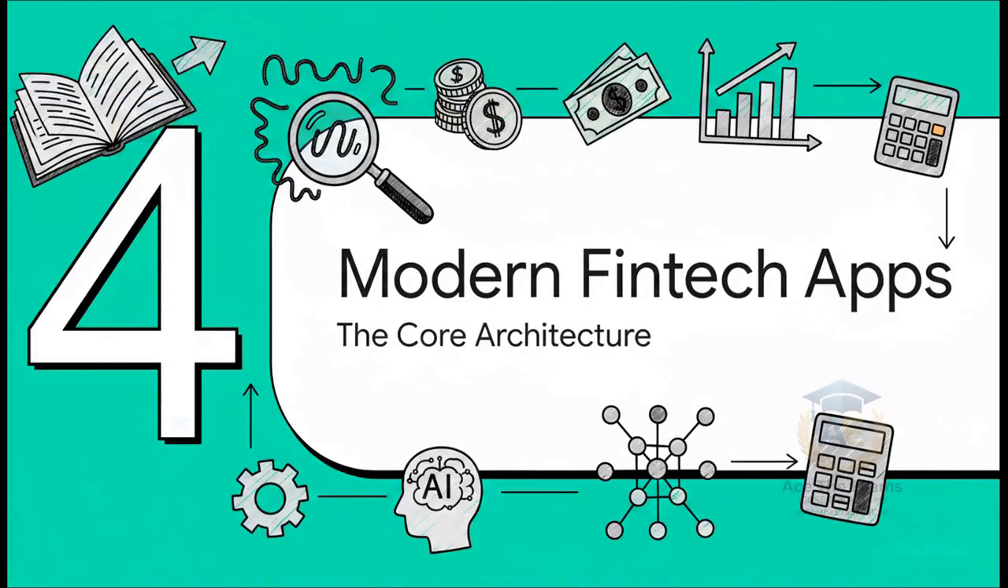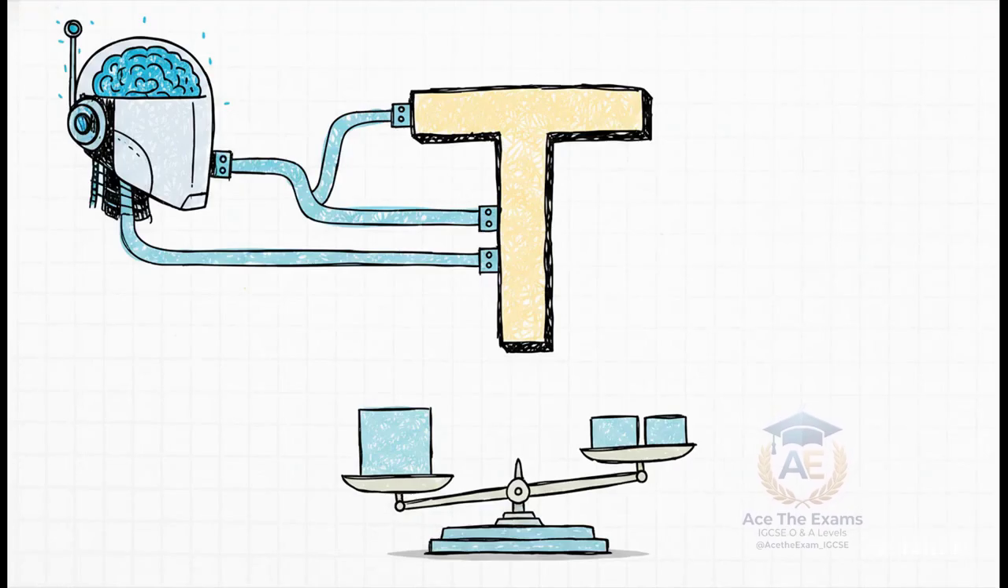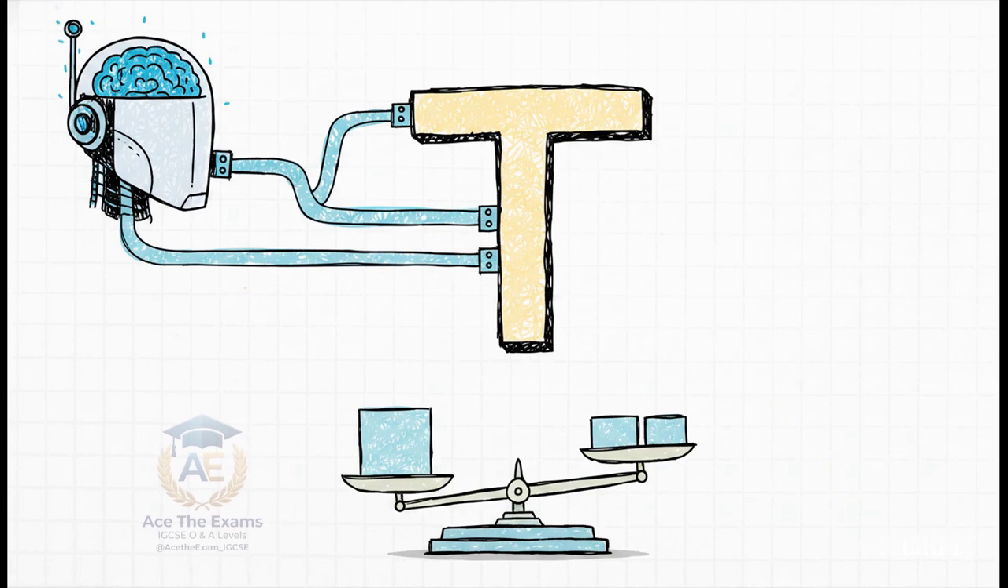Next up, Section 4, Modern FinTech and Real-World Apps, looking at the core architecture. Let's step out of the classroom for a second to satisfy our research mandate. Let's look at how modern fintech and AI-driven accounting software handle these exact concepts. You might think, oh, software does it all differently now.